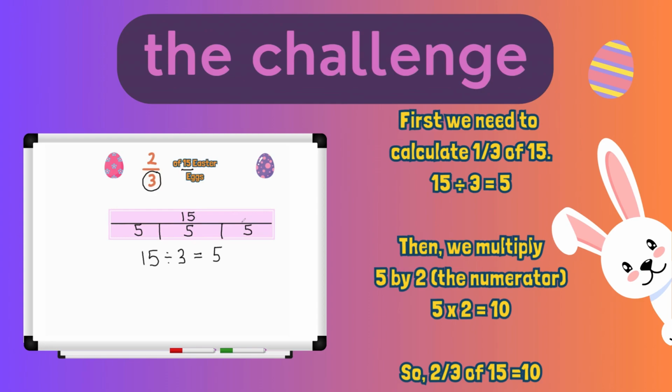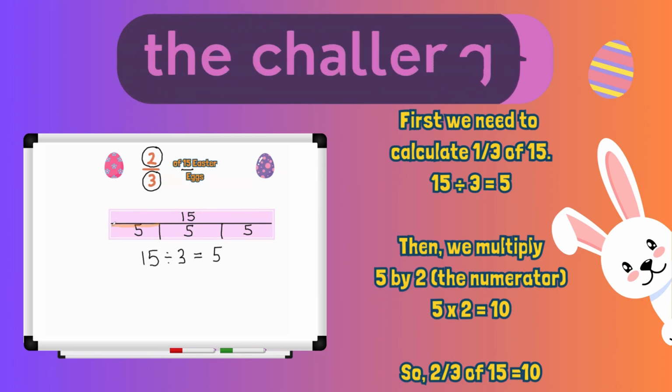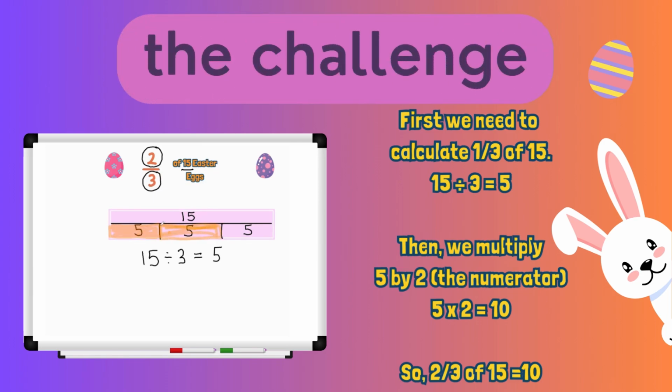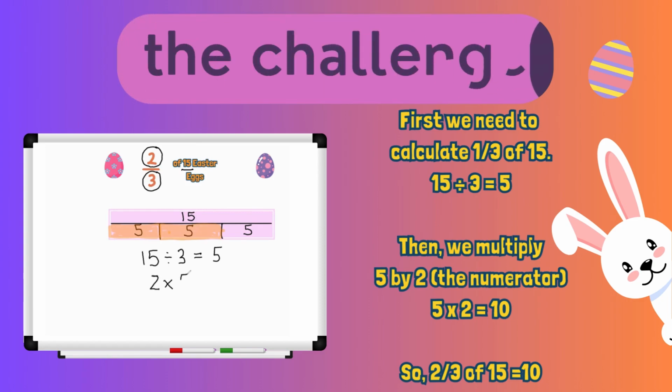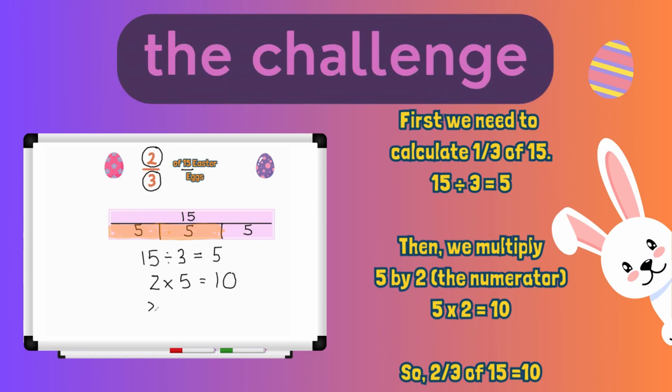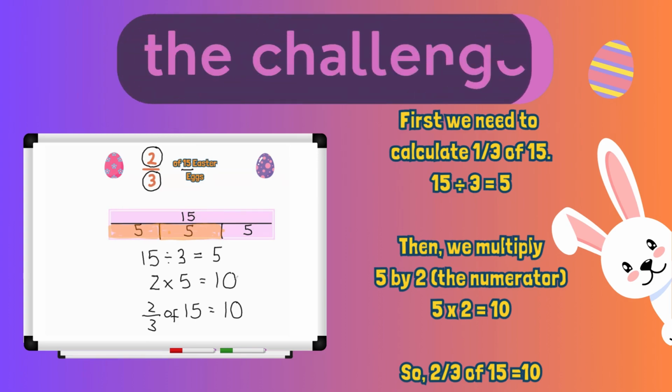Good. But what I do need to remember this time is that I have a numerator of 2, and that tells me I need to colour in 2 of the parts. So there's 1, and there's 2. And I can write this as a sum as well. So I have 2 lots of 5 parts, which makes 10. And therefore, 2/3 of 15 equals 10. So if we choose that option, we get to snuffle 10 Easter eggs.